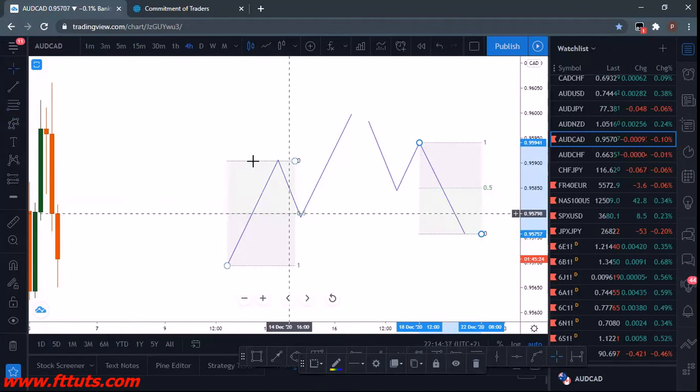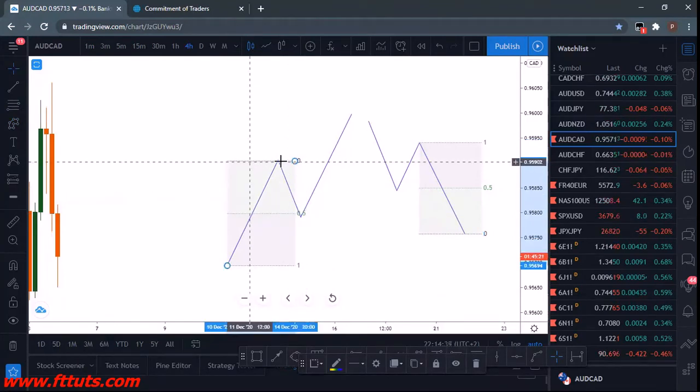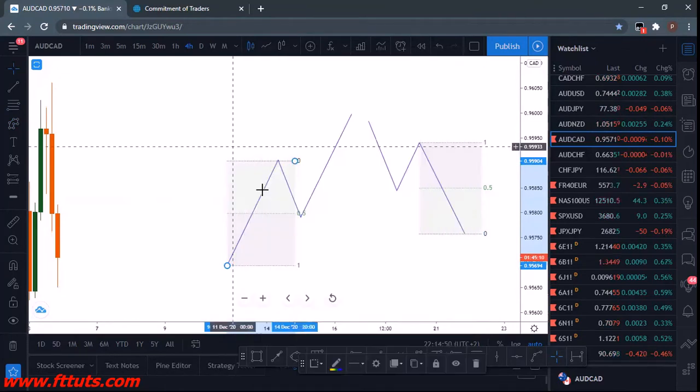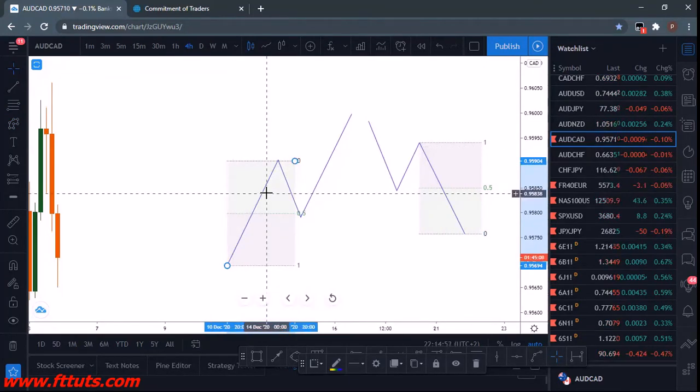So you can just go to your fib. Mostly the fib will be checked with any other numbers, the fib numbers, but you will just have to personalize it to just leave it as 0.5, just the middle. So remember, always remember, we don't trade with fib. We just use it to see the 50%.